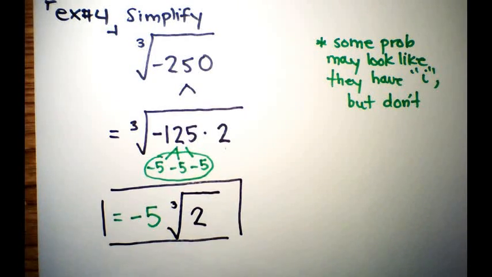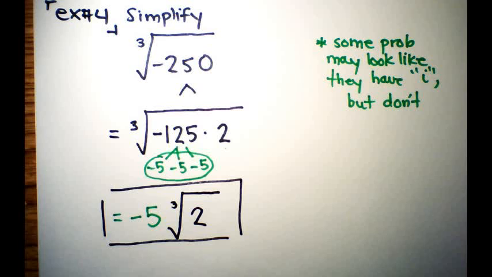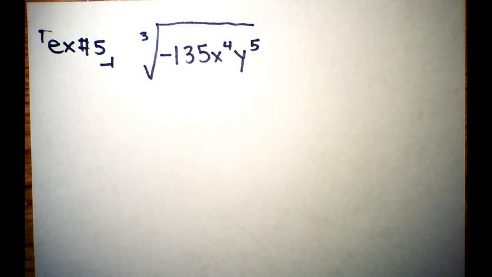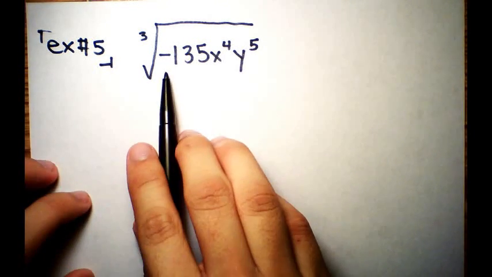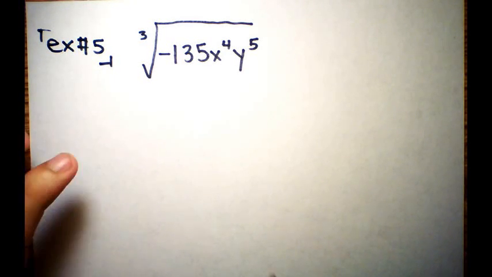So again, the point is, even though you have a negative under a cube root, you may not have to do i, because you may find a triplet that contains those negatives already. So be very good at spotting those negative cubes, those triplets. And so we're going to conclude this with example number 5 right now. Here's the last example for this lesson on imaginary numbers. A cube root of negative 135 x to the 4th y to the 5th. This problem is very similar to the last example, where it may look like we need imaginary numbers, but we don't.